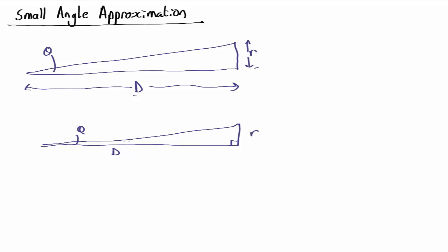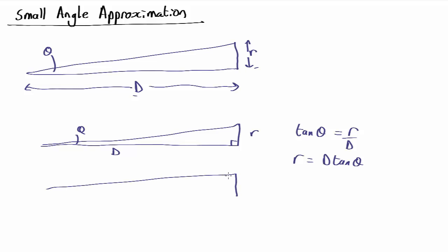Now in that case, tan theta is opposite over adjacent, so tan theta equals r over d. So we could write that r equals d tan theta. But that's one possibility, but it could be that the right angle is at the top. So that's a right angle, d as before, theta and r. In that case, sine theta equals r over d, because d is now the hypotenuse. So r equals d sine theta.